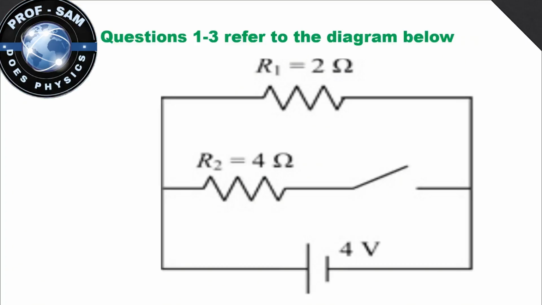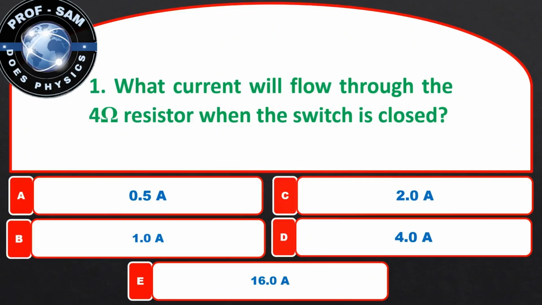So we have two resistors that are connected in parallel to a 4 volts DC voltage. Question 1 says, what current will flow through the 4 ohms resistor when the switch is closed? When the switch is closed, we have a closed circuit, and in a closed circuit, current will definitely flow through. So the keyword there is current will flow through the 4 ohms resistor.